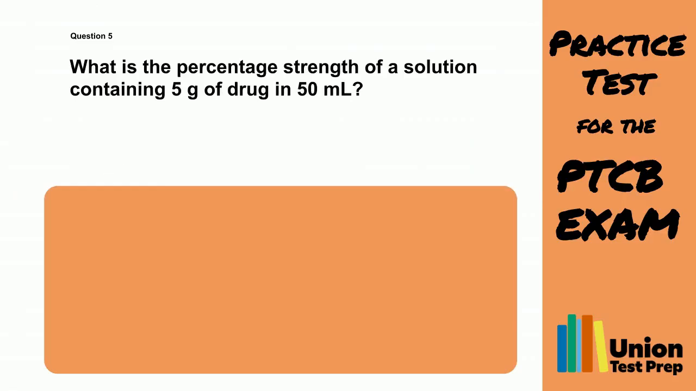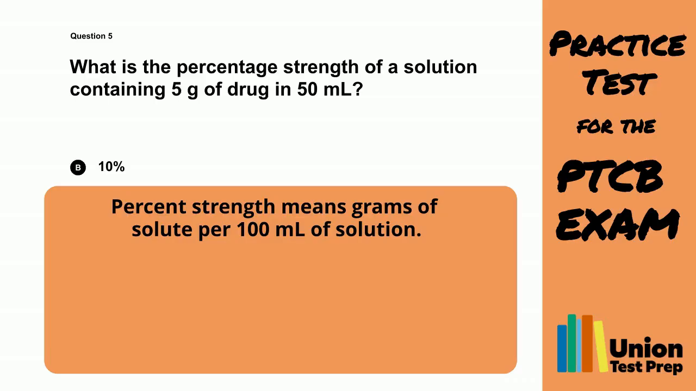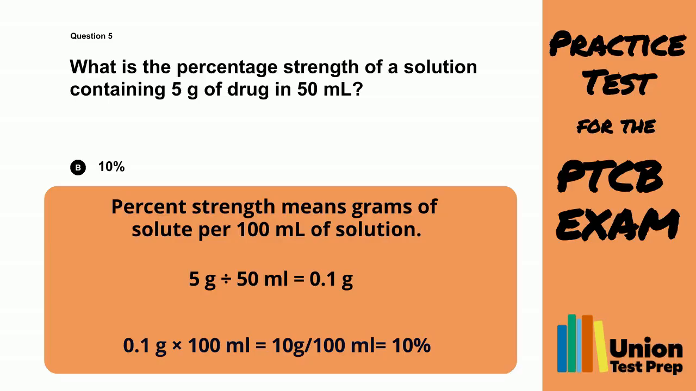The correct answer is B. 10%. Percent strength means grams of solute per 100 milliliters of solution. Start by dividing the amount of drug by the total volume. 5 divided by 50 is equal to 0.1. This tells us there are 0.1 grams per 1 milliliter. To find the amount per 100 milliliters, multiply by 100, 0.1 times 100 is equal to 10. So the solution contains 10 grams per 100 milliliters, or 10% strength.